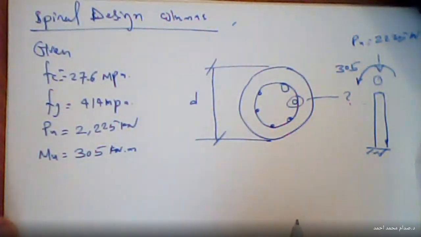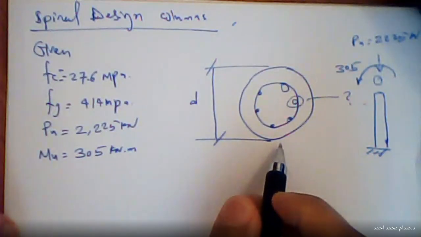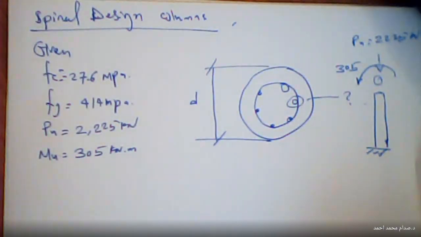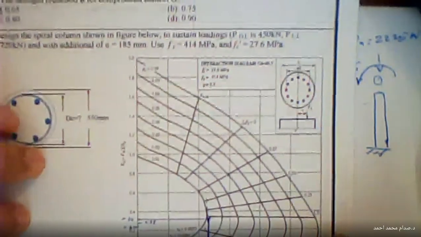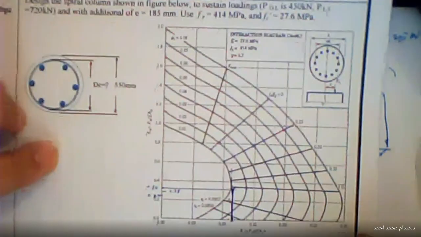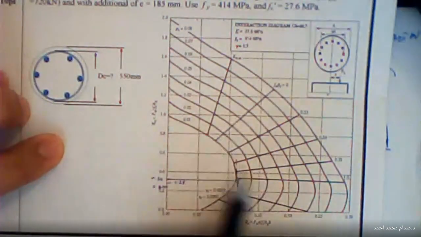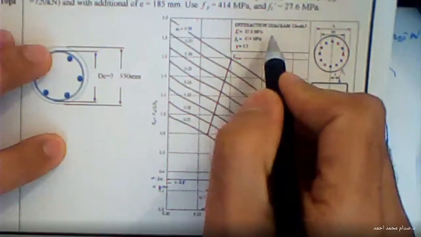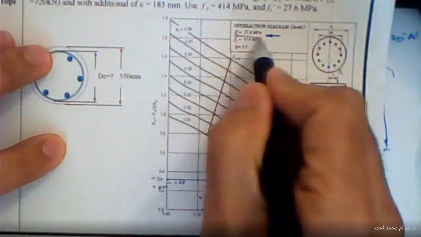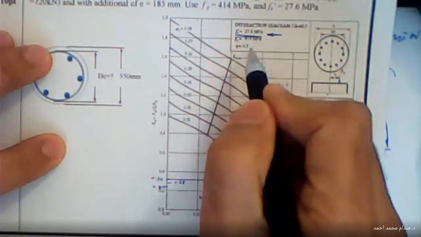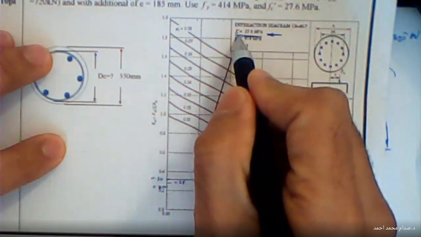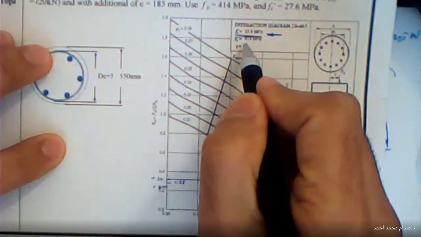So first of all, we have to find the right chart. Where is the right chart for this? For example, I have this interaction diagram for this spiral column. As you can see, we have many curves for this spiral column. But this is only valid for this concrete strength of 27 megapascal and for steel of 414 megapascal.